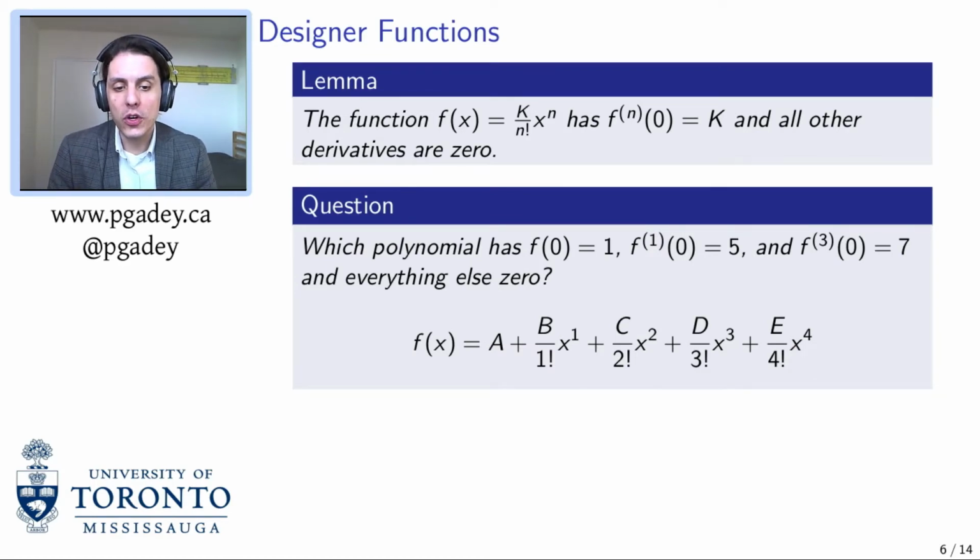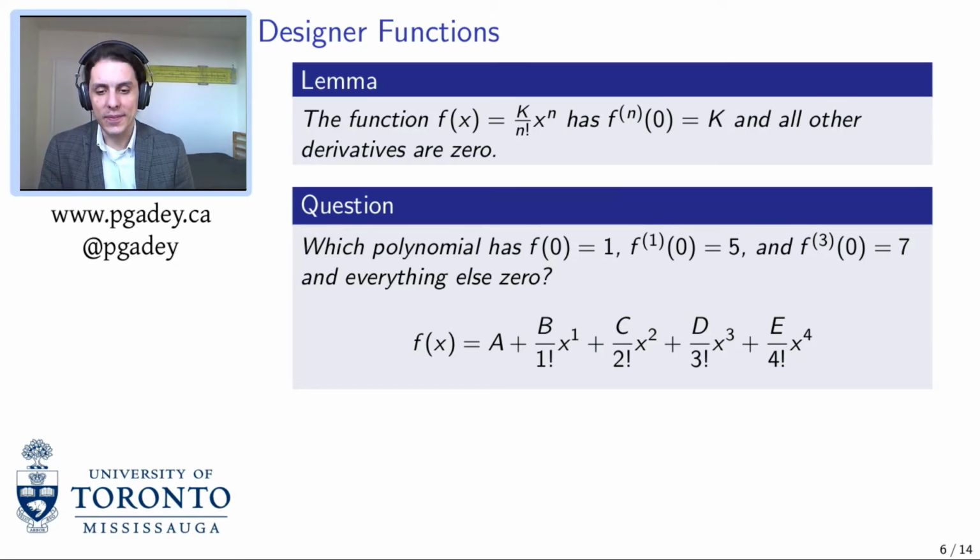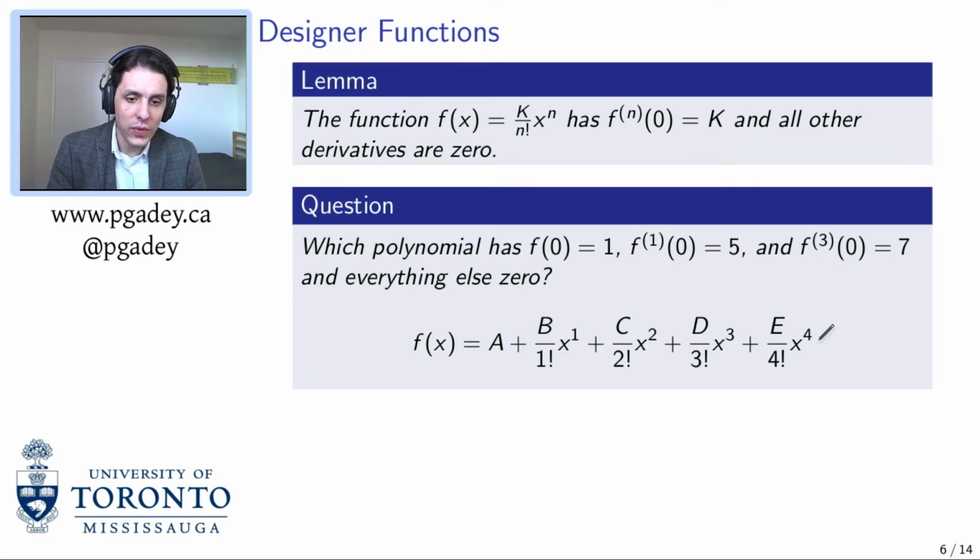So which polynomial has f of 0 equal to 1, its first derivative equal to 5, and its third derivative equal to 7? Take a moment, try and write something down, and then we'll go through the answer together. Let's take a look at it. So if we plug in 0, all of these terms will go away. So we have to have that a is 1.